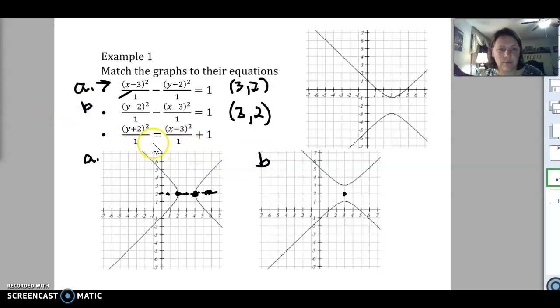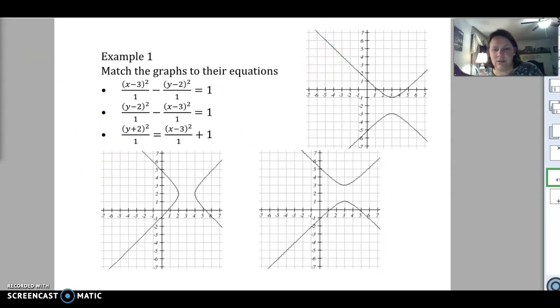Then for our last one, we need to do a little bit of algebra here to solve. So we're going to subtract this x minus 3 over 1. So let's just make that a minus sign. Make this an equal sign. Okay, now we've got them how we want them. And then this is going to be a center of 3, negative 2 this time. And there's only one with the center of 3, negative 2. So match those up. Okay, let's move on to our next one.